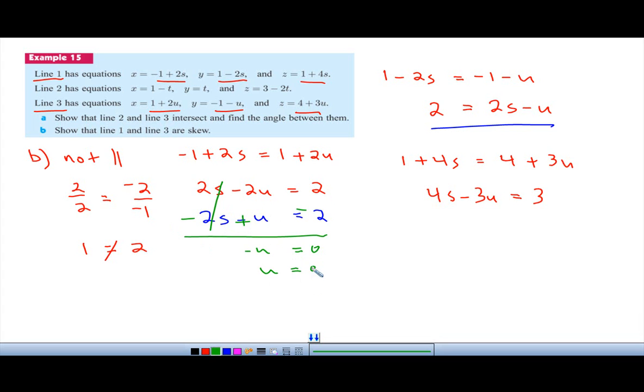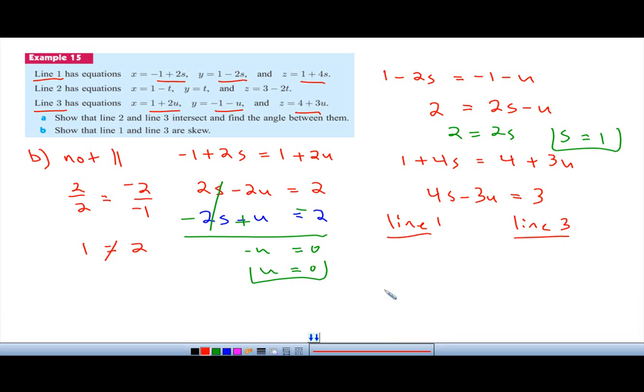Now that I know u is equal to 0, I can just plug it in here to find out what s is. I'm just going to end up with 2 is equal to 2s, so s is going to equal 1. So now that I know what u is, and I know what s is, I can plug them into lines 1 and 3 to find the x, y, and z coordinates.